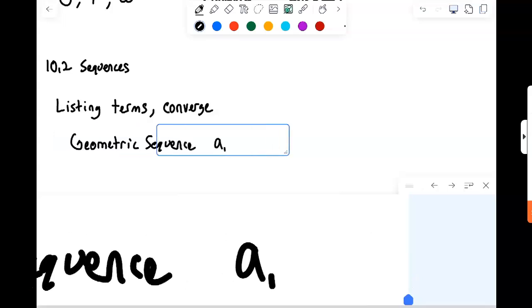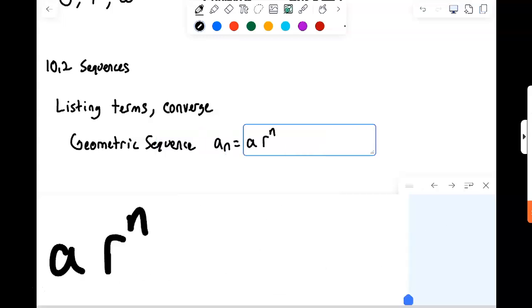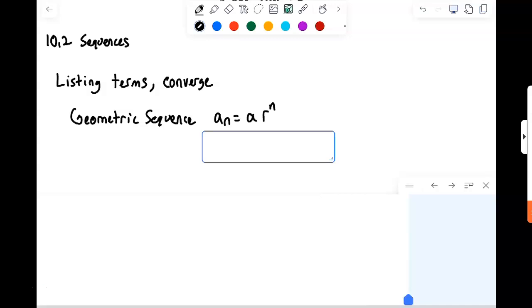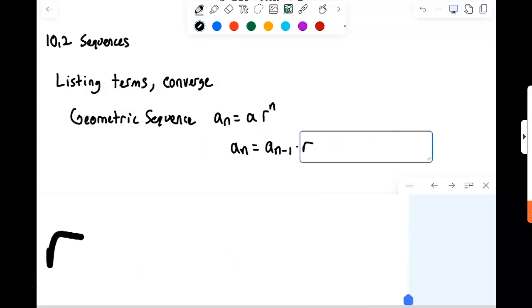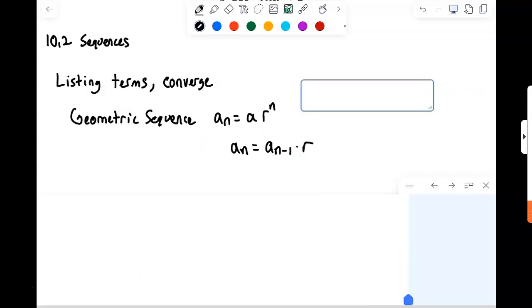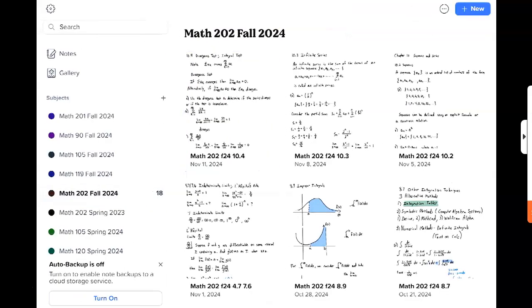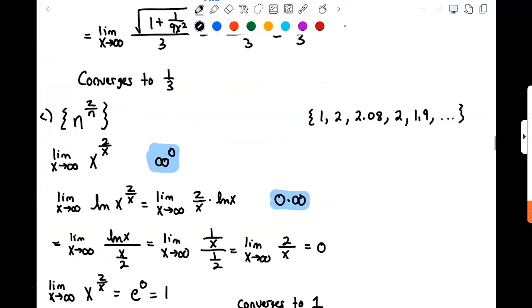Right? a sub n equals a times r to the n, or alternatively, a sub n equals a sub n minus 1 times r. Right? Depending on whether we do it recursively or with a formula. So you saw the geometric sequence, and we talked a little bit about that again in 10.2.